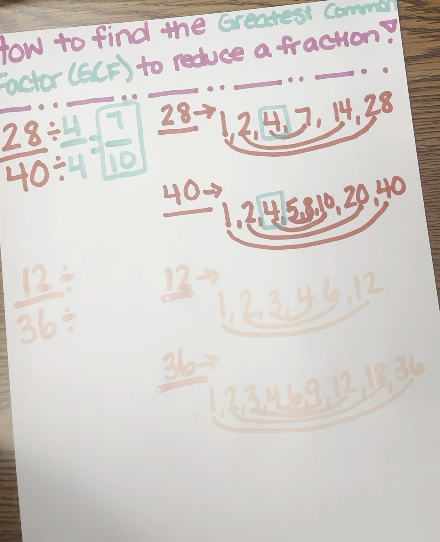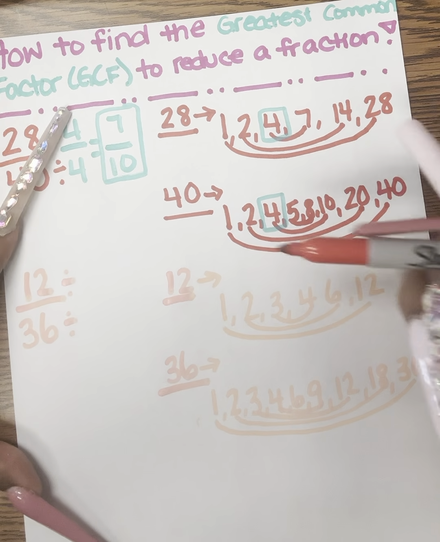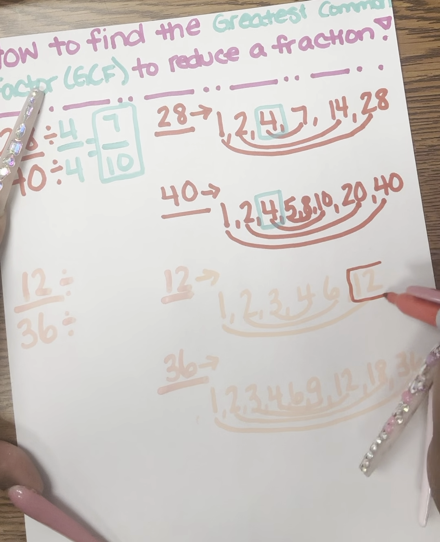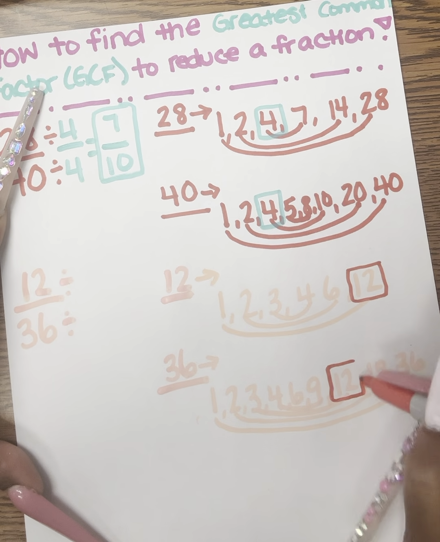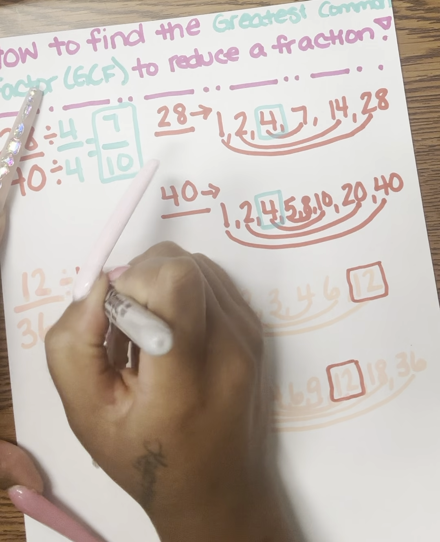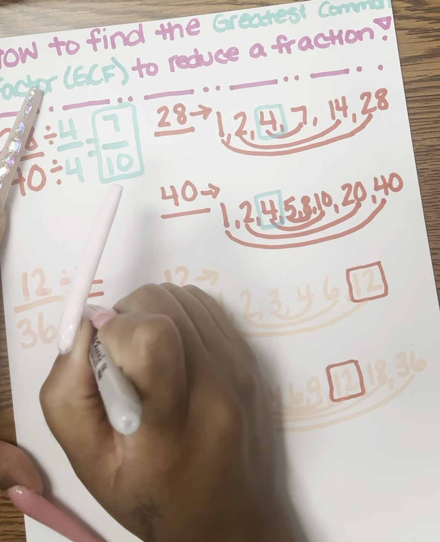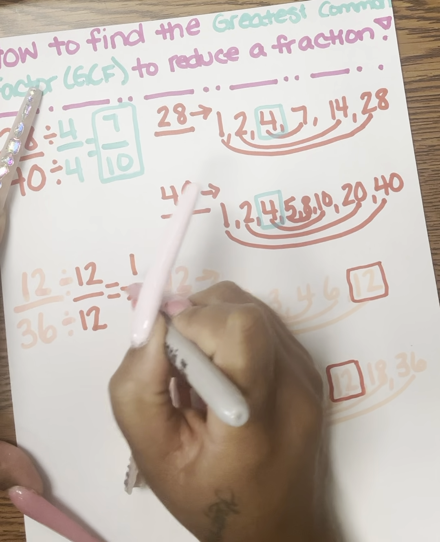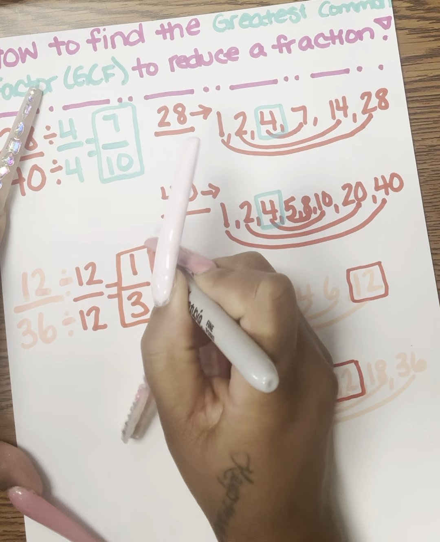So what is the greatest common factor between 12 and 36? That value is 12. So I can divide 12 from my numerator. I can divide 12 from my denominator. That gives me the reduced fraction 1/3.